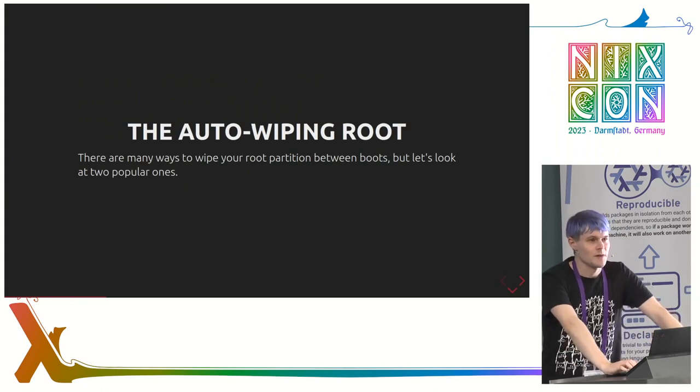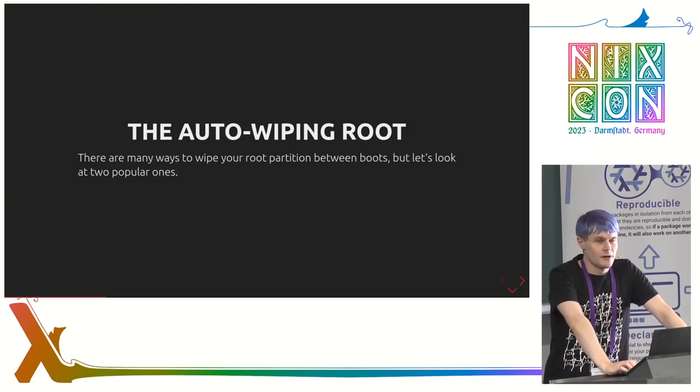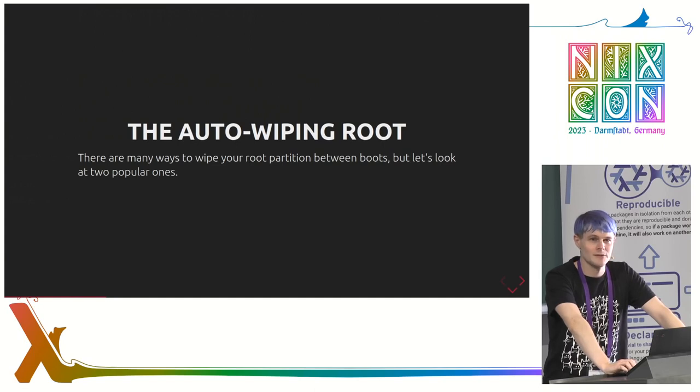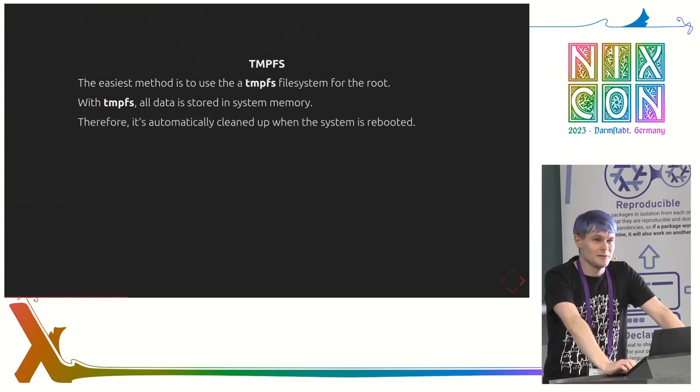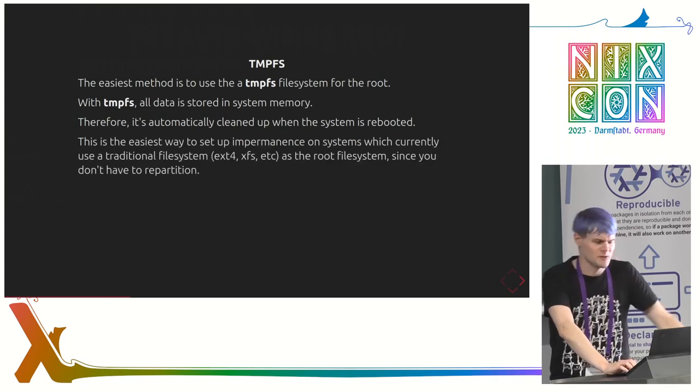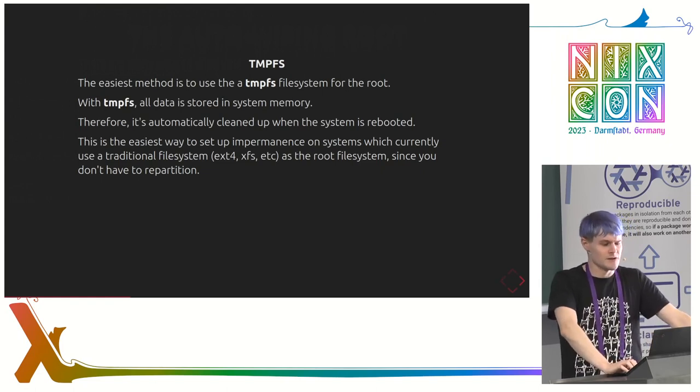So first of all, the auto-wiping root, how do you set that up? There are a few ways to do this, we'll look at two of the popular ways. So first of all, tmpfs is probably the easiest way to do this. Just use tmpfs for your root file system. And with tmpfs, everything is stored in RAM, so it's automatically deleted when you reboot anyway. This is also probably the easiest way to set up impermanence on systems which use a traditional file system, like ext4 or XFS or something, for the root file system currently, because you don't have to repartition.